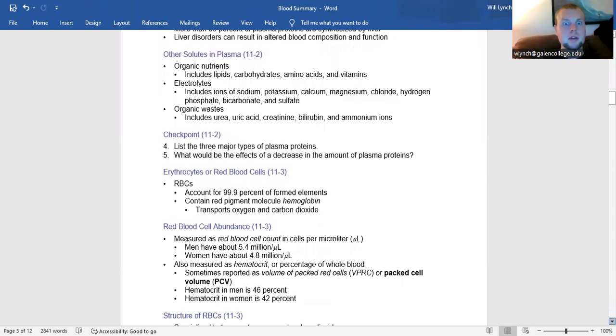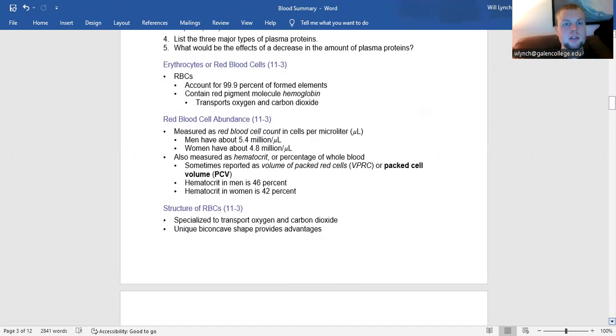So our first formed element of the blood is going to be the erythrocyte, or the red blood cell. Red blood cells are going to account for 99% of the formed elements in the blood. We have a massive volume of red blood cells compared to any other cell type. It contains a red pigment that we know of as hemoglobin. Inside hemoglobin is the heme group containing a centralized iron molecule. This is able to transport oxygen and carbon dioxide: the oxygen bound to the heme, the carbon dioxide bound to the globulin unit.